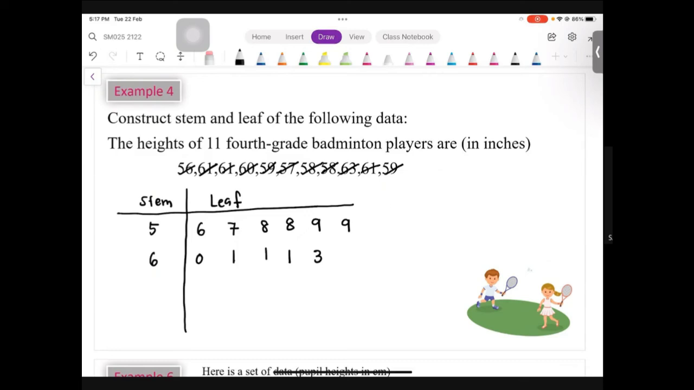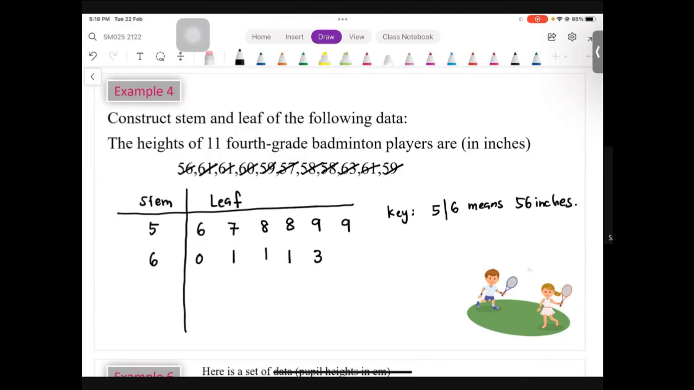So don't forget to make a key. Key is basically indicator on how to read our stem and leaf diagram. So just choose any data. Let's say I choose the first one, 56. So we have 5 stroke 6 means 56 inches. That's basically a key or indicator on how to read the diagram.